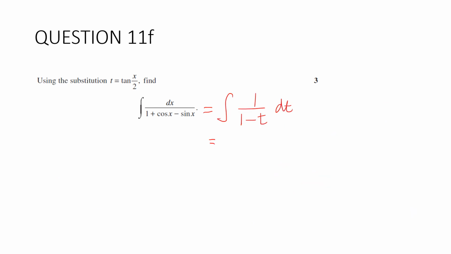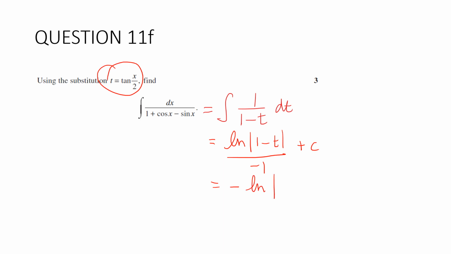which of course is a log. We're going to have ln of (1 minus t) divided by -1 plus c. And don't forget to substitute back in. We're going to have negative ln (1 minus tan(x/2)) plus c.